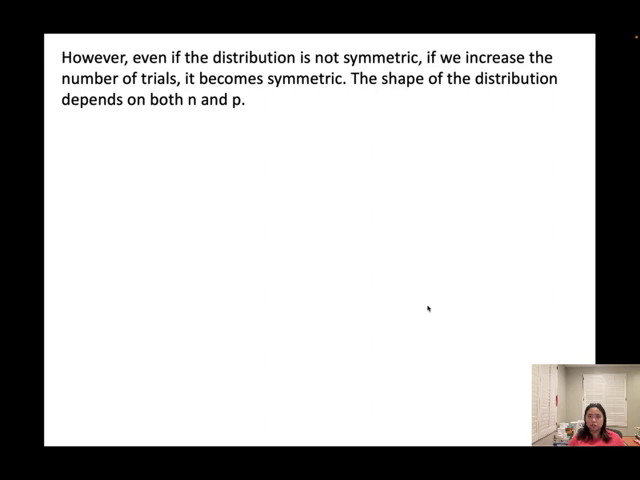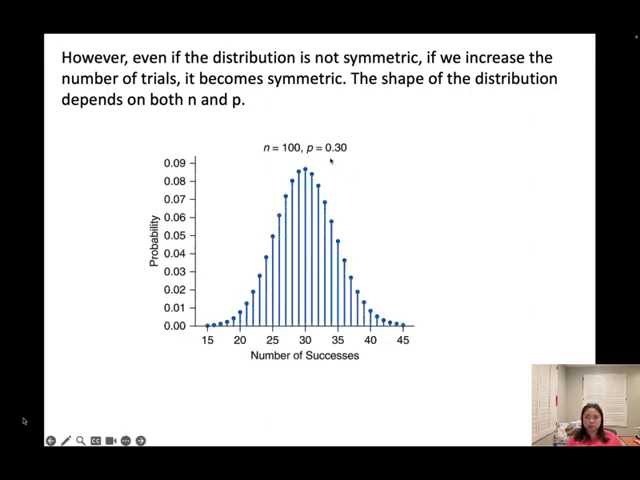However, even if the distribution is not symmetric, if we increase the number of trials, it becomes symmetric again. Look at this example. I still keep p, the probability of success, equal to 0.30, but we're going to increase the number of trials. This time, I'm going to flip the coin 100 times. The distribution here will become symmetric.